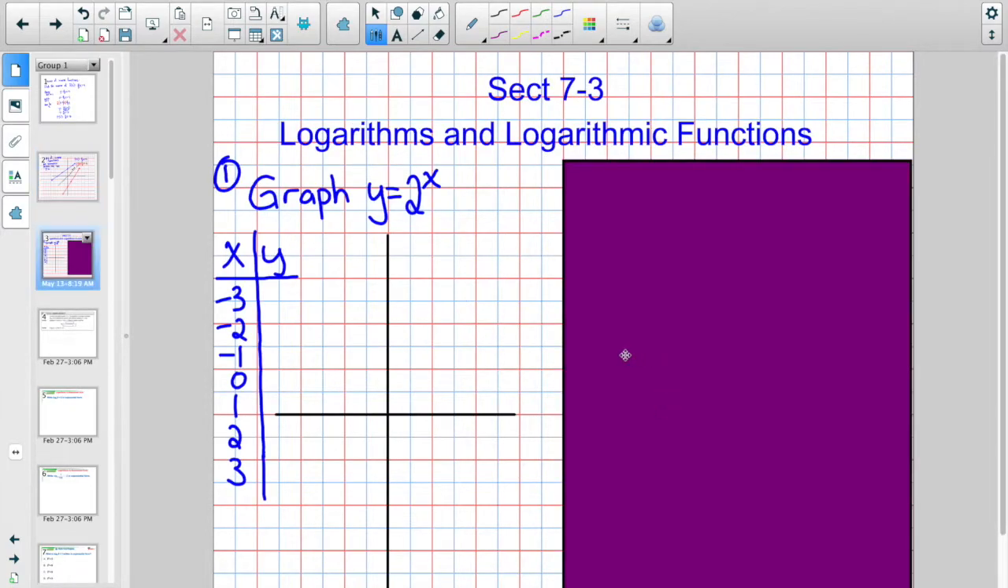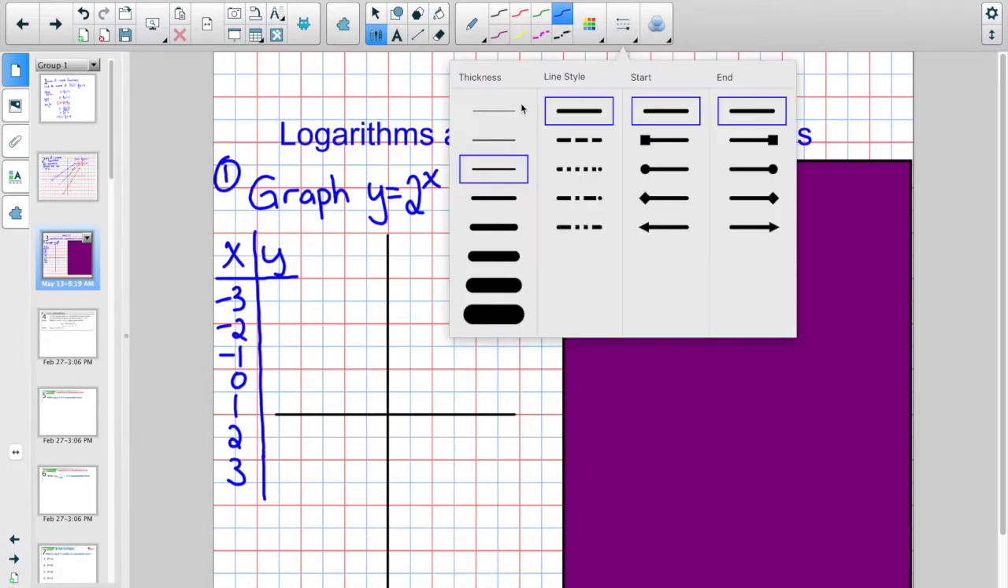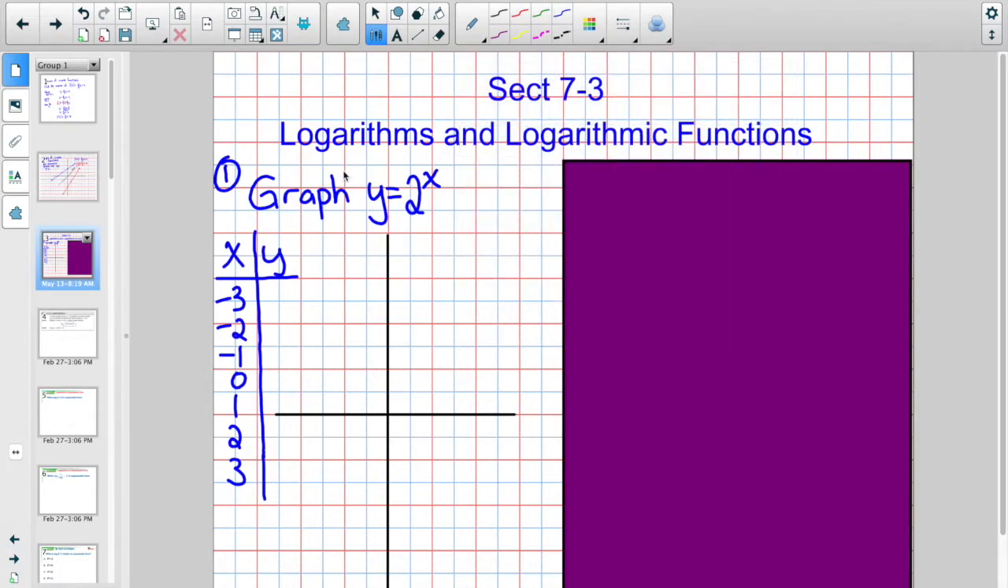So this is the part that you would need to start writing down. What I'm going to start by doing is we want to go with what we're familiar with, and this is section 7.3, we're only going to do the first part of it, logarithms and logarithmic functions. So we're going to graph y equals 2 to the x. So first I'm going to fill those values in. I'm going to start with 0.